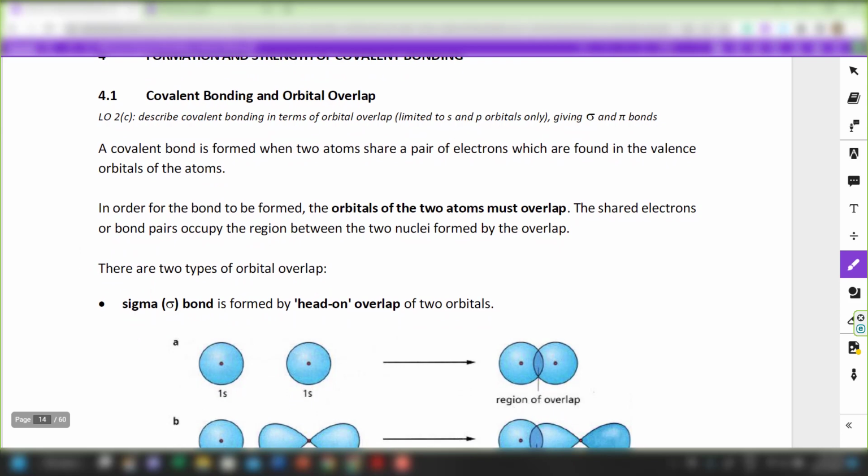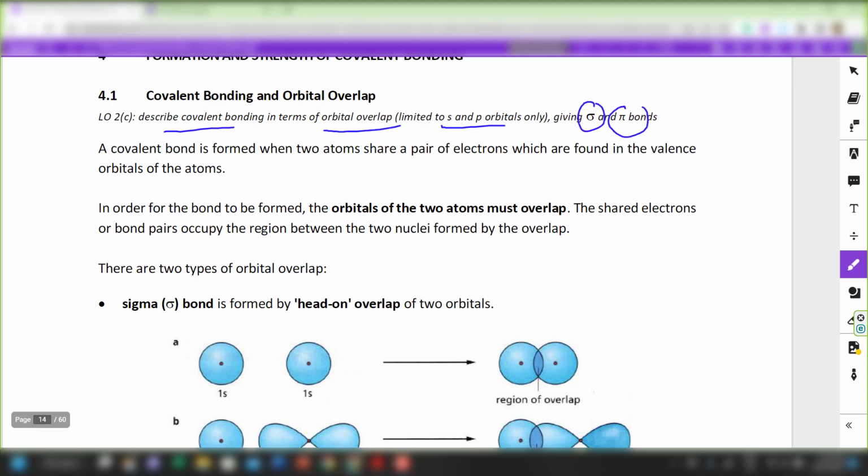If you look at section 4.1, there is this learning objective where the students are required to describe covalent bonding in terms of orbital overlap, and the focus here is that it is limited to s and p orbitals only. So if you're not very clear what s and p orbitals are, you might want to refer back to the lectures on atomic structure. The prerequisite for doing covalent bonding is that you need to be very familiar with what you have learned under atomic structure. Okay, and this gives rise to what we call a sigma bond and a pi bond.